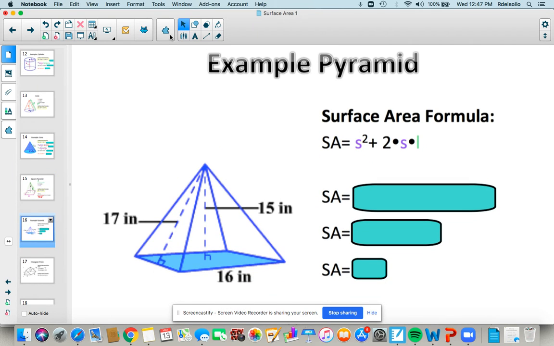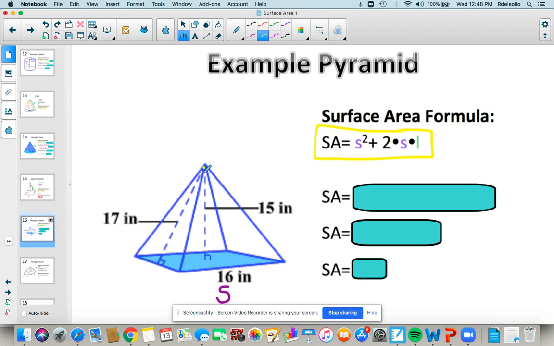So we're using the formula: surface area equals S squared plus 2 times S times L. Okay, so let's identify our parts. Let's identify S first, so the side. The side of the base is 16. So 16 is S. And then if you notice, it gives us the 15 in the middle here.